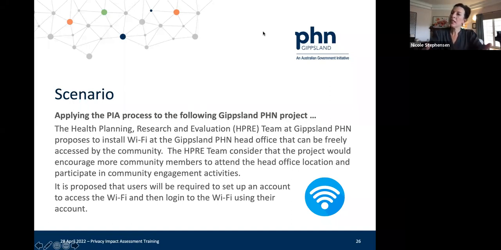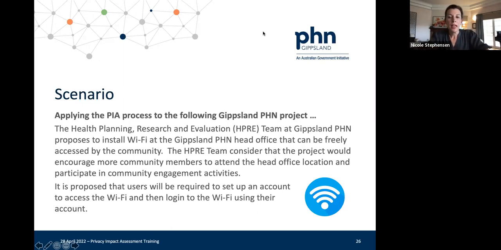So you will have seen this type of thing in other contexts, like you see, you know, the municipalities that you live in may have free public Wi-Fi, or you can go into a fast food joint and access free public Wi-Fi, or a shopping mall and access free public Wi-Fi, an airport, etc. Right? So there are lots of different places where this type of technology is offered, and Gippsland PHN would like to do the same.